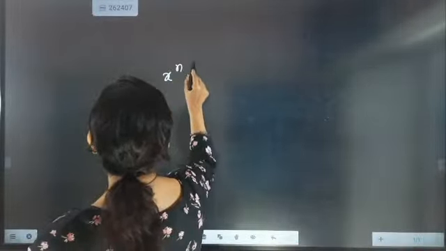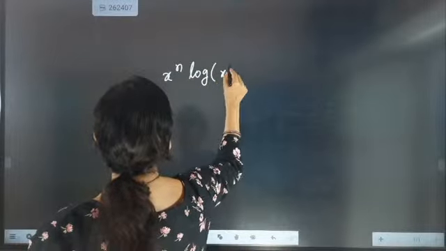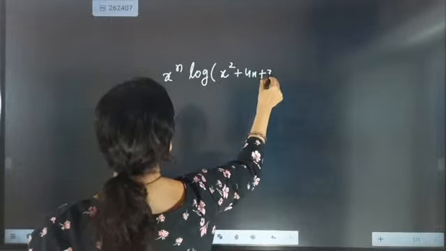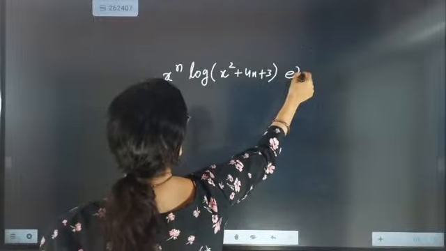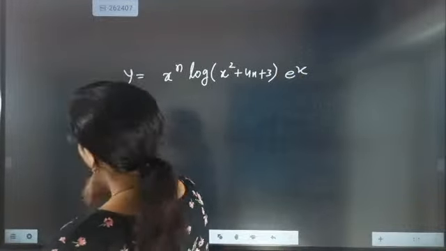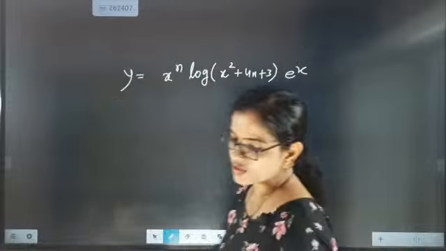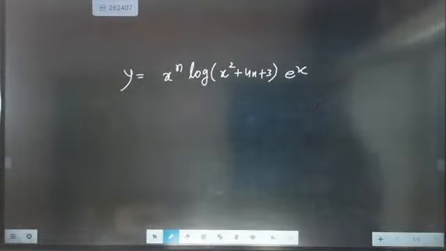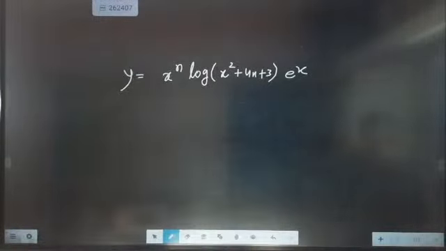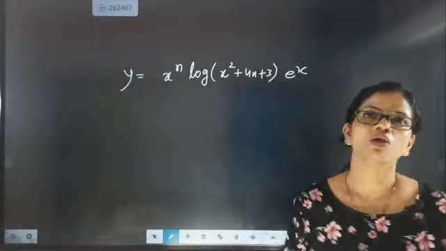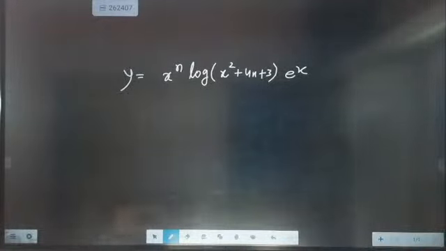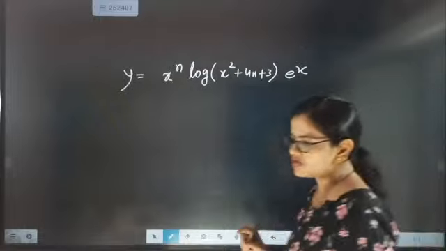This question will be quite tough for you. I think you will be able to solve this one also. x to the power n log of x square plus 4x plus 3 into e to the power x. When this question will be given to you, how are you exactly going to handle the question, beta? Same method will be there.